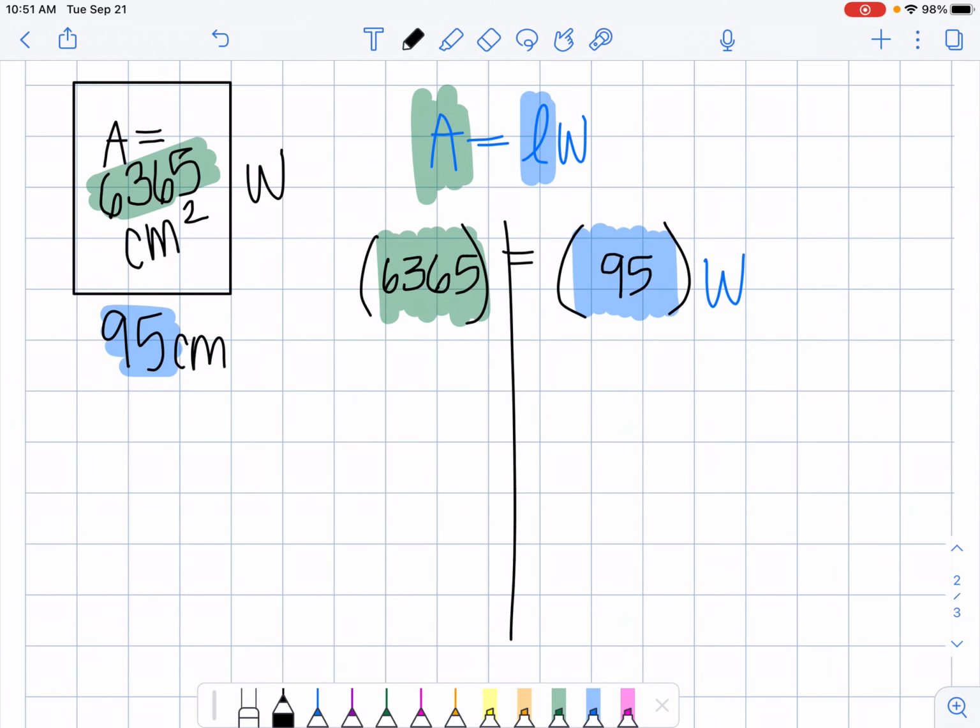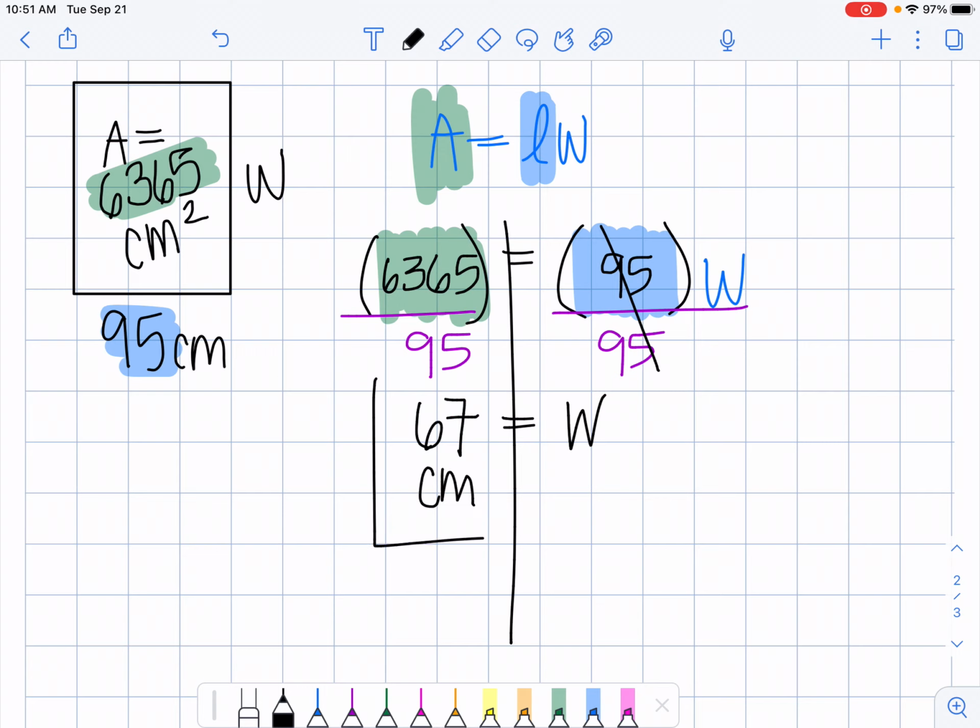So I need to get W on a side by itself. This says 95 times W. To undo times or cancel out times, I'm going to divide both sides by 95. And when I divide both sides by 95, this cancels out, and I get W is equal to 67. And here my units is just centimeters because I'm finding my width. I'm not finding the actual area.